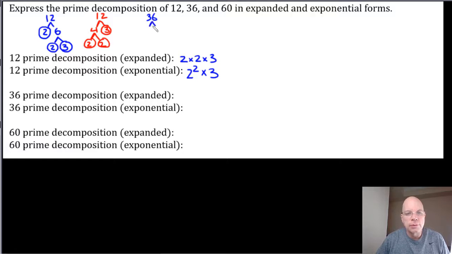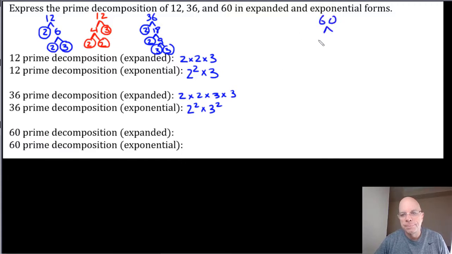36, I'm going to do 2 multiplied by 18. Circle the 2. 18 is 2 9s. And 9 is 3 3s. So for 36, I have 2 multiplied by 2, multiplied by 3, multiplied by 3. In exponential form, that would be 2 to the second power, or 2 squared, multiplied by 3 squared.